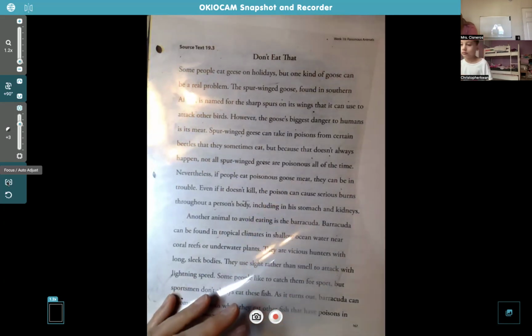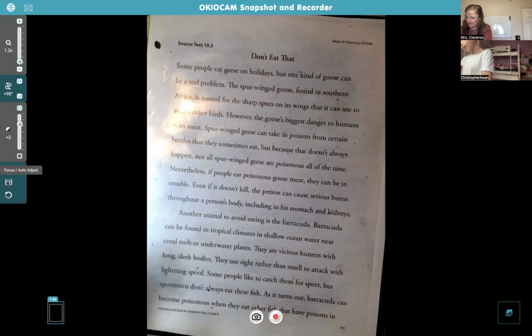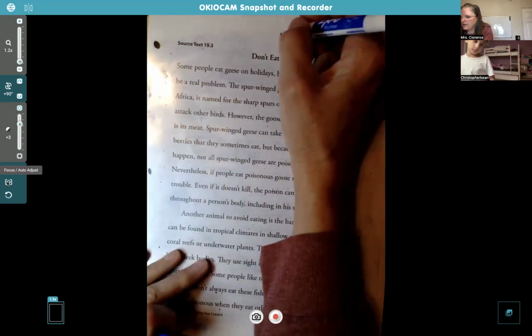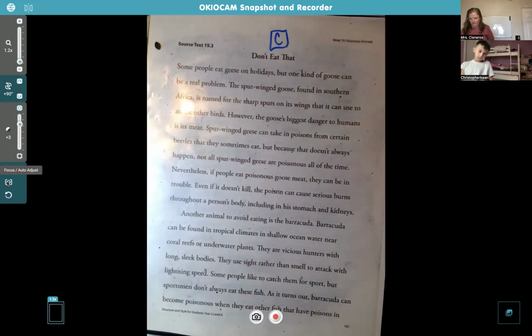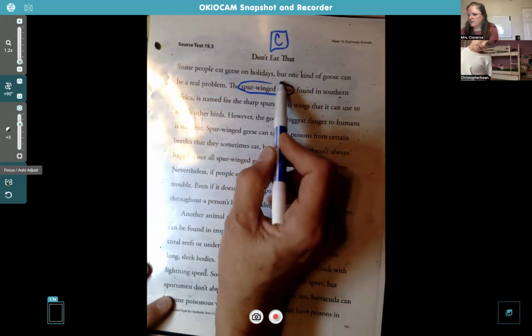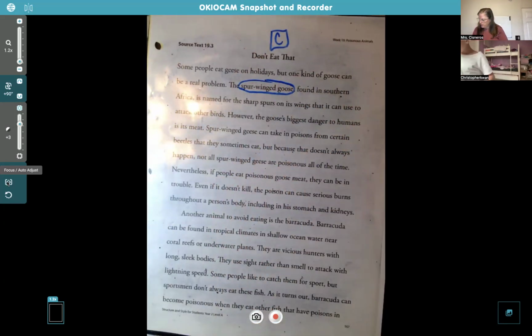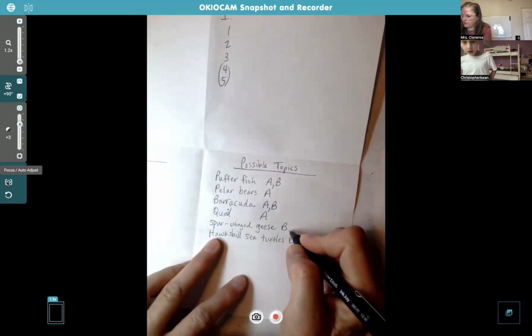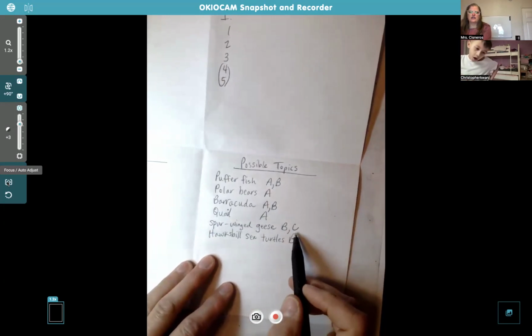So the next one is on page 167 and it's called Don't Eat That. This is going to be article C. Go ahead and label that C. Okay, go ahead and read that first sentence there. Some people eat geese on holidays, so one kind of geese can be a real problem. Yeah, and then it goes on. The second sentence mentions it right there. Spur-winged goose. So that's already on our list right here. Spur-winged geese. We're going to put a C next to that because we're in Article C now.